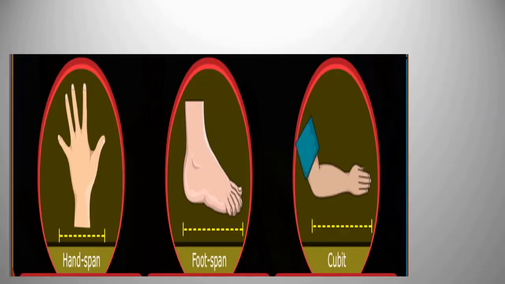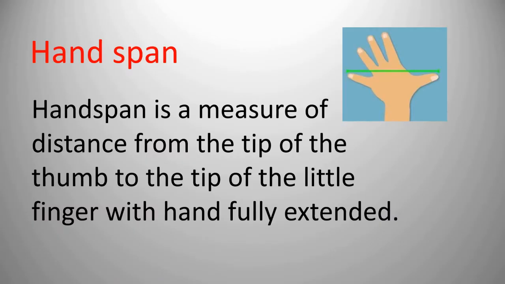Now student, there are various ways to measure length. In olden days, we measured length with the help of hand span, foot span and cubit. We are going to learn these one by one. Now student, we will learn hand span. What is the meaning of hand span? Hand span is the measure of the distance from the tip of the thumb to the tip of the little finger, with the hand fully extended.